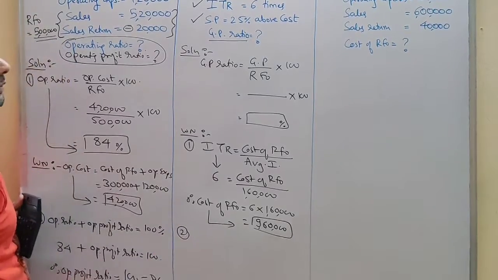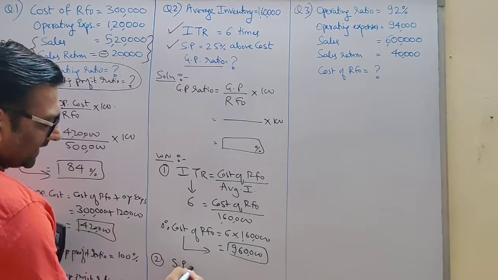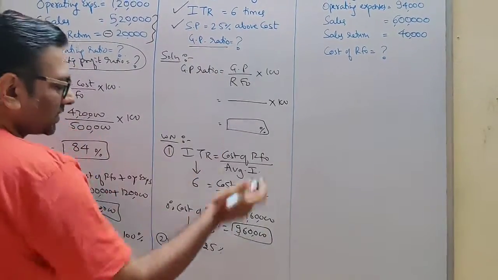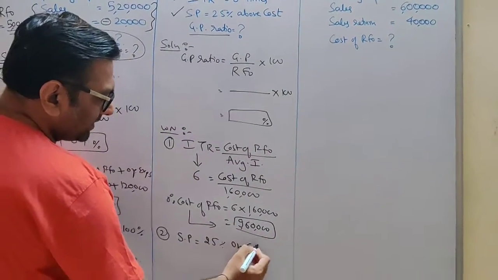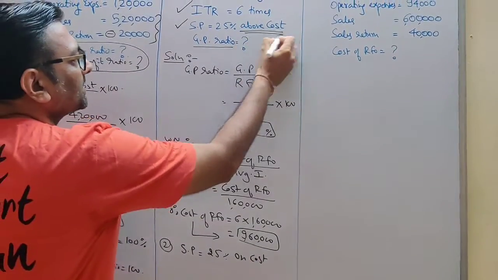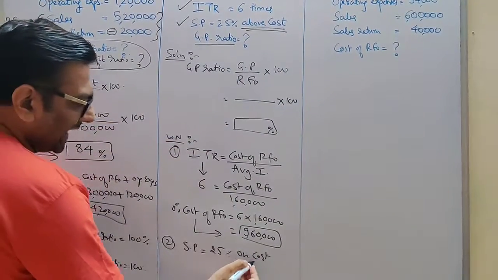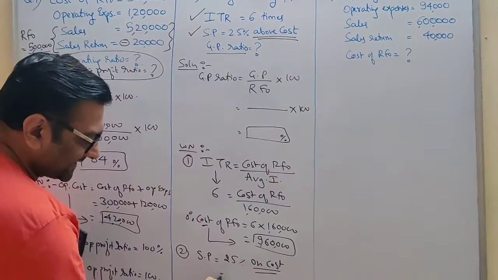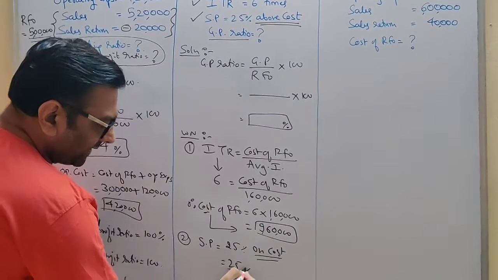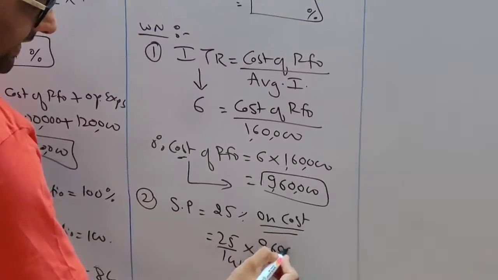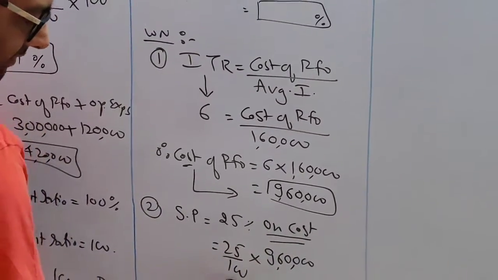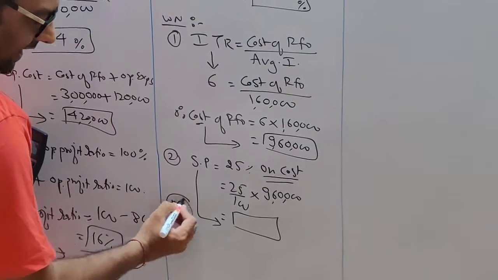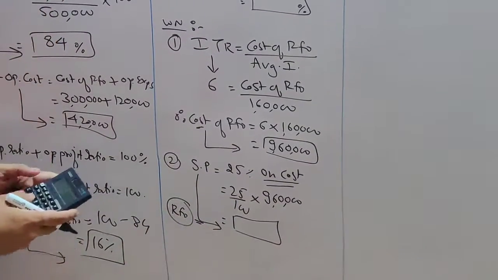Now working note number 2. They said that selling price is 25% above cost, which means on cost. Here, above cost means on cost. And we know the cost, students. Cost is 9,60,000. So 25% of cost, that is 9,60,000, will give you selling price. Selling price is nothing but RFO, students. You got the RFO.